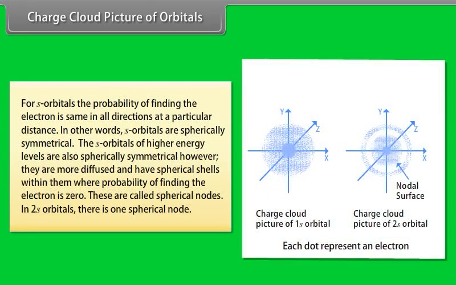Charge cloud picture of orbitals. For s orbitals, the probability of finding the electron is same in all directions at a particular distance. In other words, s orbitals are spherically symmetrical. The s orbitals of higher energy levels are also spherically symmetrical, however, they are more diffused and have spherical shells within them where probability of finding the electron is zero. These are called spherical nodes. In 2s orbitals, there is one spherical node.